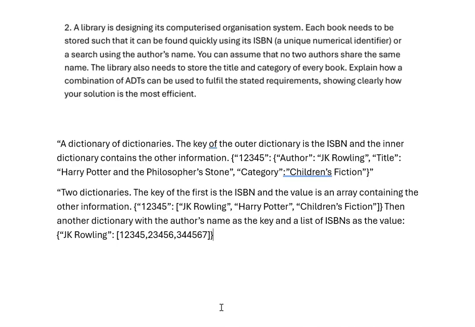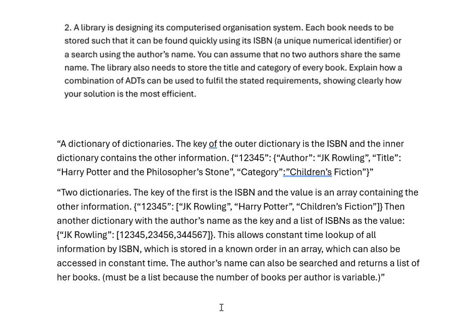Looking up by the ISBN is pretty straightforward. If we wanted to find all the information on all the books by J.K. Rowling, we would look up from the other dictionary, which would be constant time. And then for each of those books, we would be able to look up in constant time. So the variable would be the number of books by the particular author, which there's probably no avoiding that, is there? So let's write something to justify that.